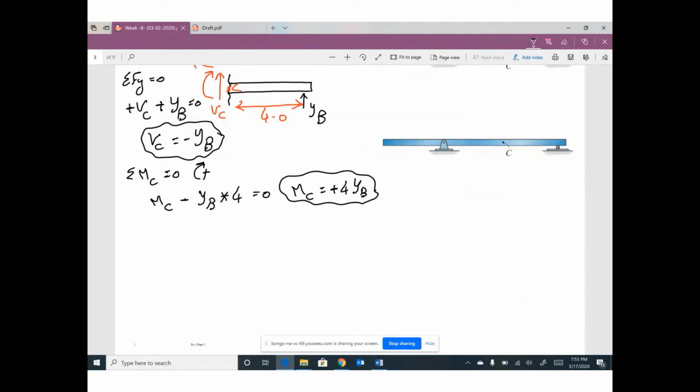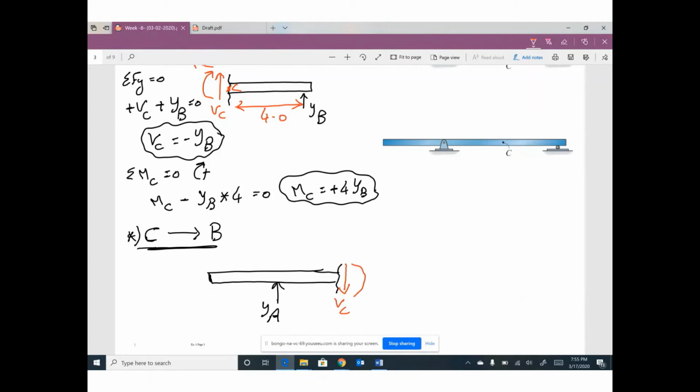The second trip, moving load from C to B, and I will use the left part. Here is your cut. Here is your reaction YA. At your cut, we have shear that would like to rotate this member clockwise, so it will be down, V at C. We have moment that would like to make this member smile, MC. And remember, this distance is 4 and this distance is 4 feet.